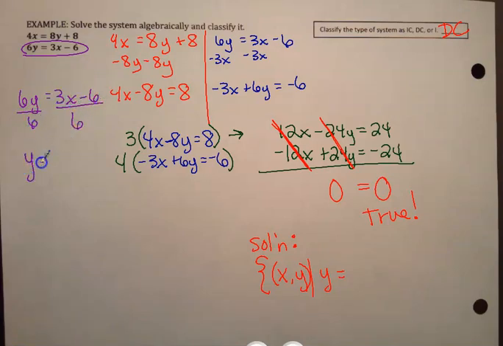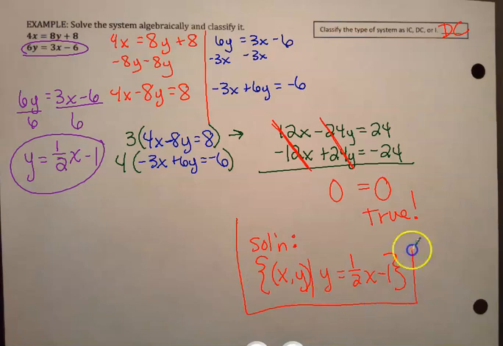So then I have y equals 3 divided by 6 is going to reduce to 1/2 x. Negative 6 divided by 6 is negative 1. Okay, so we have to put that over there. So our solution then is the ordered pair xy such that y equals 1/2 x minus 1. And close your brace for your set notation. And there's your equation for that one.